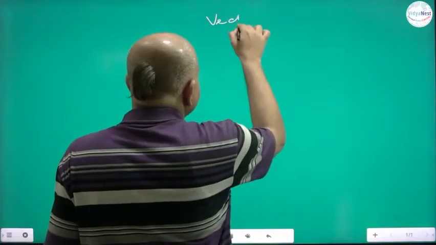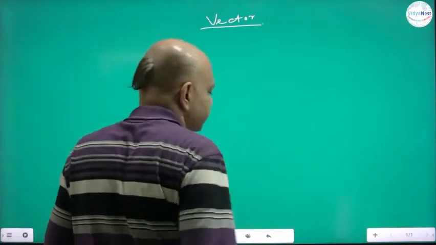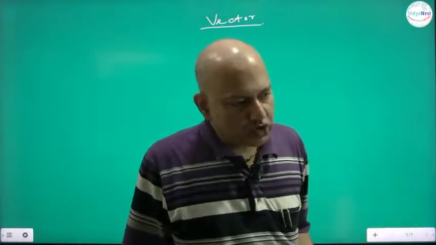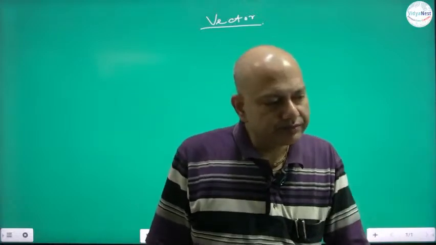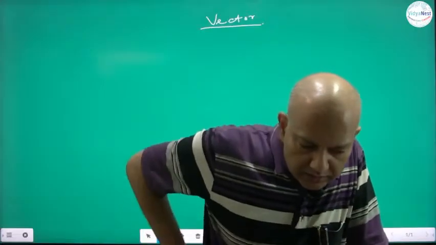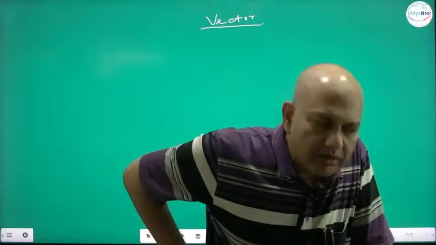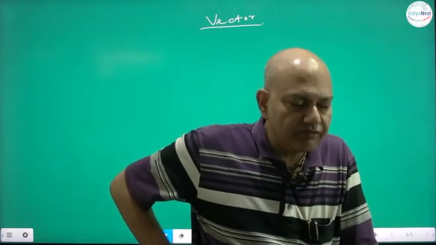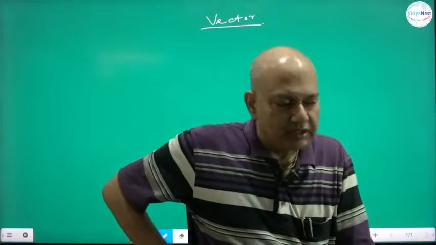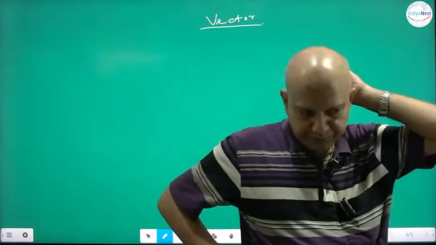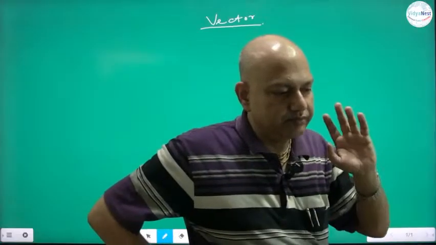Now see, it is going to enter into that physics portion. That portion is the vector portion. Okay. Saurabh, do you know what a vector is? Vector quantity. Right. The quantities which have both magnitude and direction. Very good. Just like displacement. Displacement is a vector quantity.